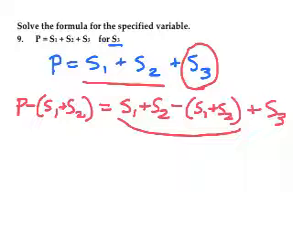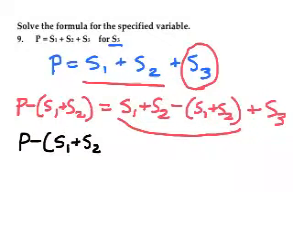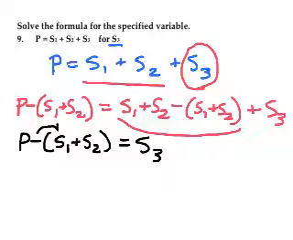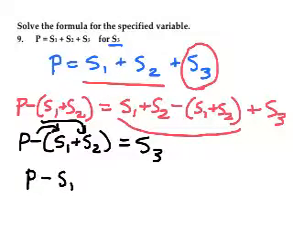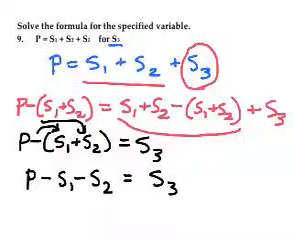So that gives me P minus the quantity S1 plus S2 equals S3. And if I want to, I can take this negative and distribute it through these two. So if I did that, I would get P minus S1 minus S2 equals S3. So both of these solutions are fine, like this one or this one.